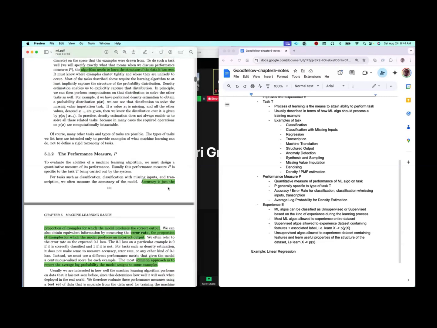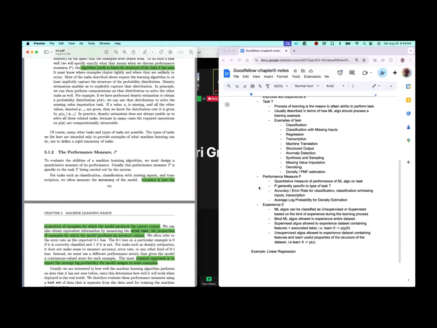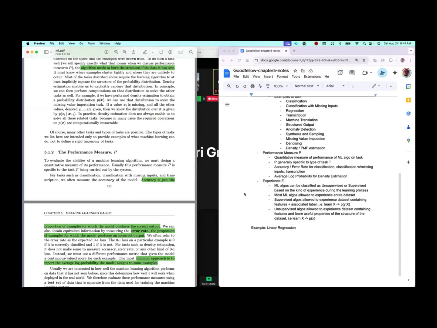So the next bit is the performance measure, which is basically just a quantitative measure of performance. This is generally specific to the kind of task that you are going to measure. For popular tasks like classification and regression, these are well known, and you can just pick one. For example, accuracy or error rate are good for classification. The book says average log probability is good for density estimation, right?